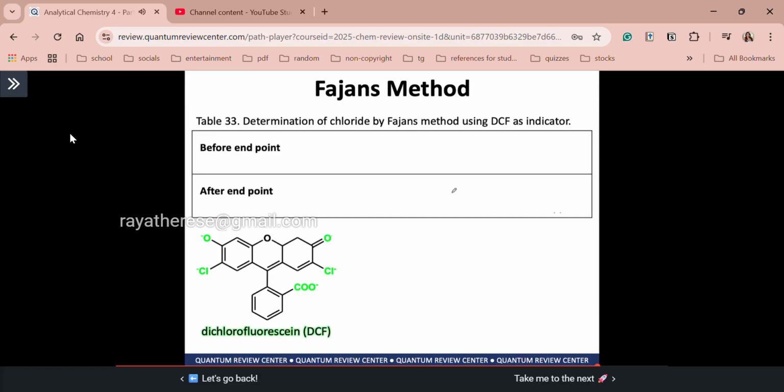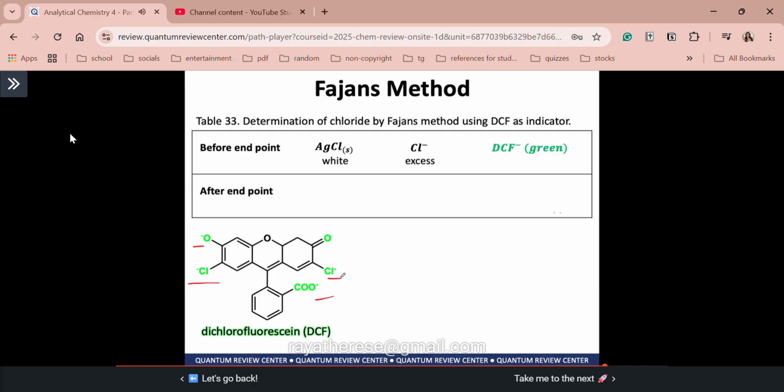DCF, dichlorofluorescein. As you can see, class, yung structure niya, negative, negative, negative, negative. Yes, overall, negative ang charge ng DCF. Class, before endpoint, negative din ang charge ng whole mixture natin. Why? Chloride, the analyte, is still in excess kapag before endpoint. So alam niyo naman, pag like charges, they repel. So wala pang mangyayaring adsorption at the beginning. It's just the initial color of DCF, green talaga.